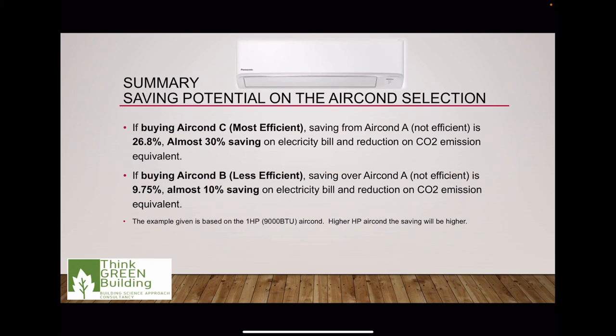I can summarize that if you buy aircon C, the most efficient, you get saving of almost 30% on the total bill and a reduction of CO2 emission equivalent. The same equivalent for kilowatt hour and CO2 emission is around 30% saving and reduction. And if you buy aircon B, the less efficient one, the saving over aircon A, the not efficient aircon, is 9.75, almost 10% saving. Same goes for the reduction in CO2 equivalence. This is an example for a 1 horsepower aircon. But the higher HP aircon that you buy, the higher the saving will be. Let's say your house needs 2.5 horsepower or higher, then trust me, the saving will be higher.